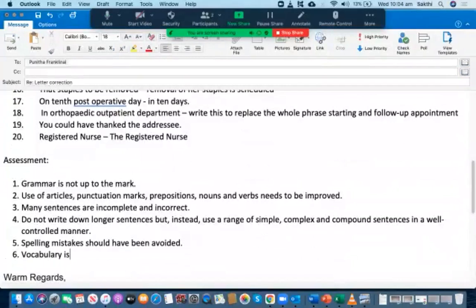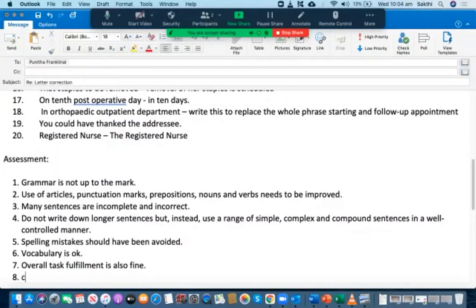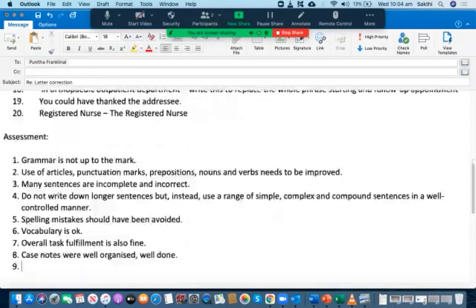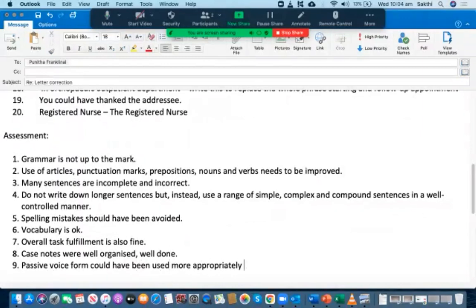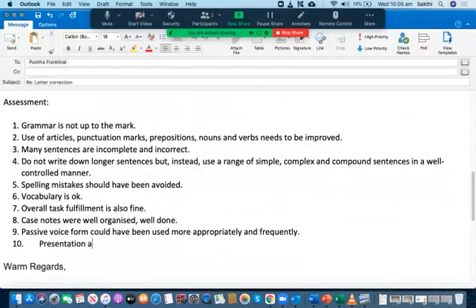Vocabulary is okay. I'm happy with the vocabulary. The overall task fulfillment is also fine. Okay, so that's done. Case notes were well organized. I'm happy with that as well. Well done. Okay. And then the passive voice form could have been used more appropriately. So the way you have used passive voice form is not up to the mark. Okay. Could have been used more appropriately, and frequently. Okay. All right. What else? Presentation and layout are fine.